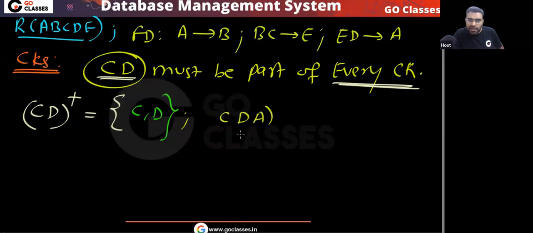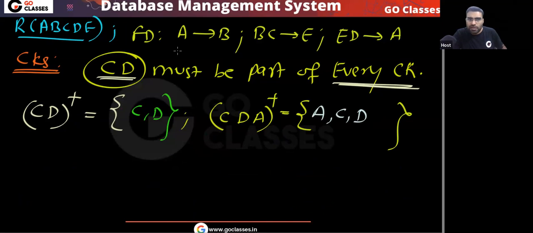Let's check. Can I include A? Will it work? Always go in a systematic way. Let's include A. If you include A, what can you bring? You can bring A, C, D. These three can determine A, C, D. Now A can also determine B.